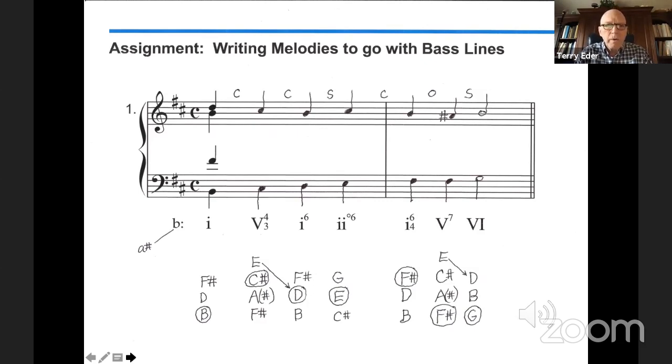And I wrote contrary motion, then similar motion between beats 3 and 4, contrary motion again, oblique motion because the bass line stays stationary, and then similar motion to the end. But you can see that it's an F sharp up to an A sharp, that's a third, and a G up to a B, that's a third. So thirds in parallel motion are great. And here's what this melody with this bass line sounds like.